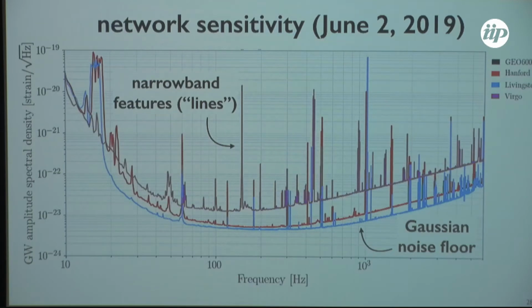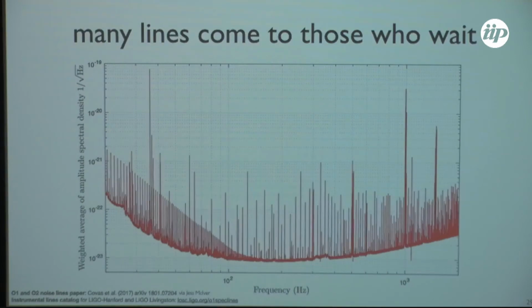If you integrate for, let's say, a year, then you will see that our data are plagued with these very thin, coherent lines that hang on for a long time. So instead of good things come to those who wait, many lines come to those who wait, because you start resolving these very long, sometimes very weak spectral features. We have an online catalog of what these are. This is too small, but it says loss.ligo.org, spectral lines, spec lines for spectral lines. So this was for O1.